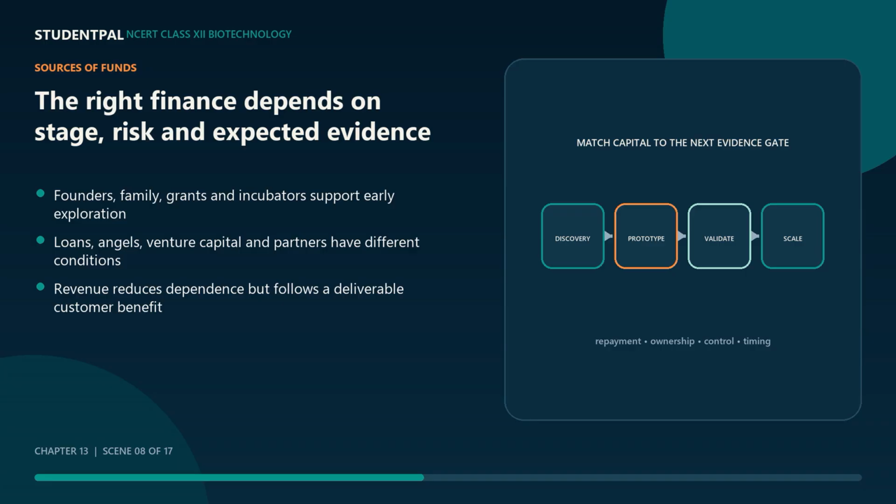Venture capital commonly seeks high growth and future returns, requiring strong evidence, a scalable market, and governance rights. Strategic partners may provide facilities, distribution, or technical capability, but can create dependency or exclusivity. Revenue is powerful because it validates willingness to pay, yet many regulated biotechnology products cannot generate revenue during early development.